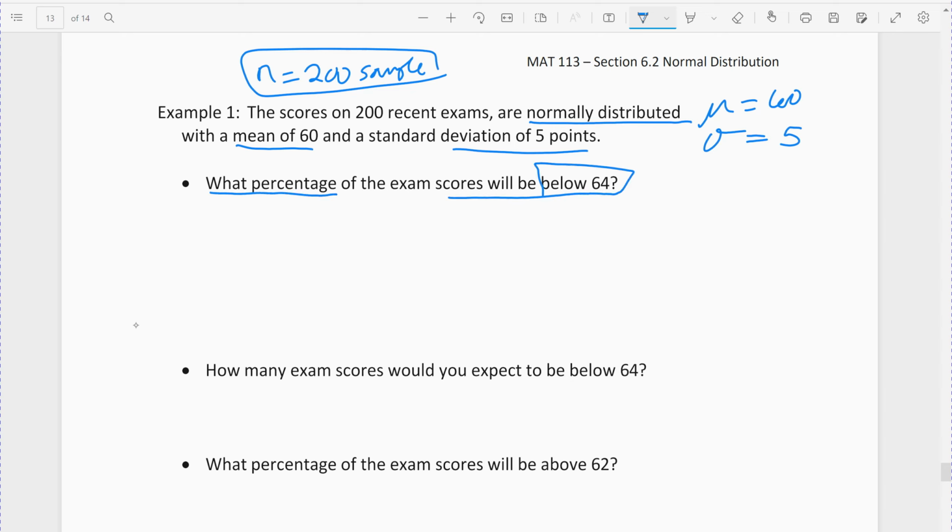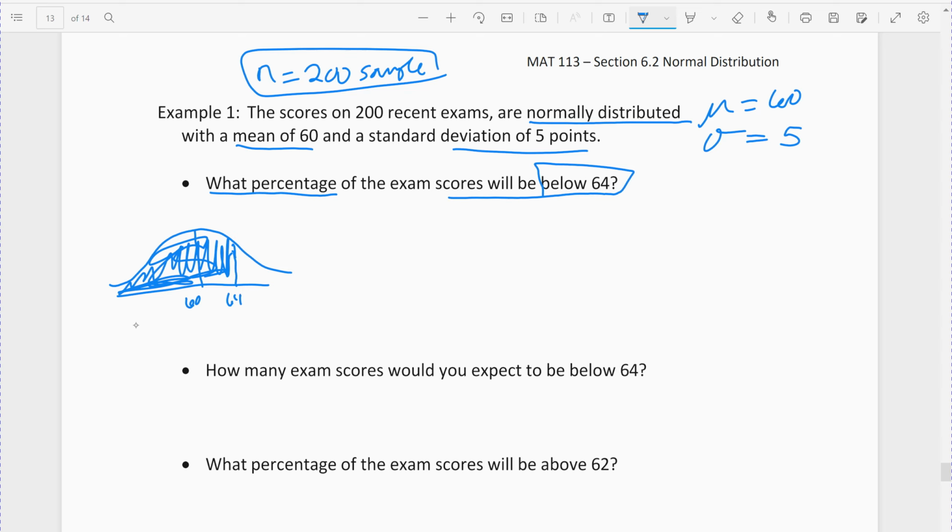So just to get the picture, the average here was 60. The one we're looking at is 64, and we want below, so we want to know what percentage is below. We're looking at the area less than it, the area below it, which is nice because that's the table value, so I don't have to do anything special. That's the table value we're looking for.